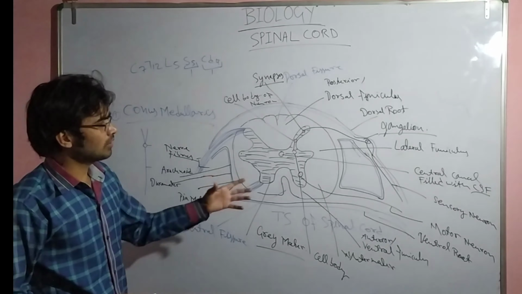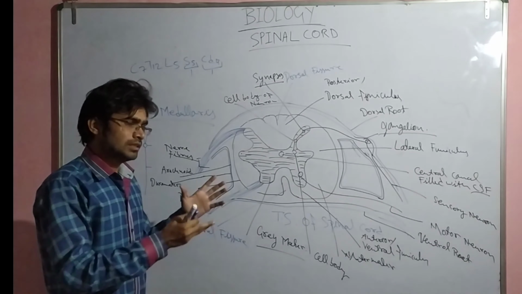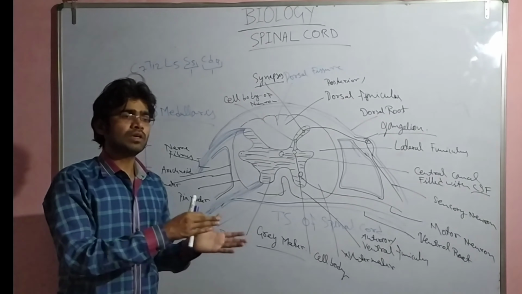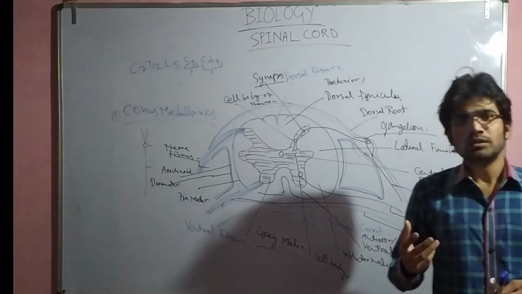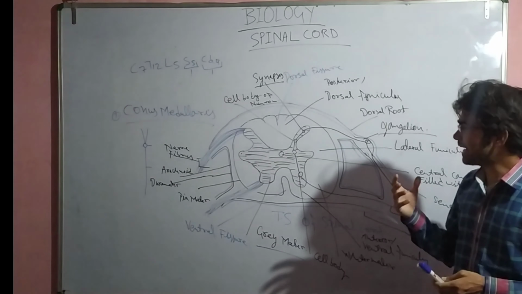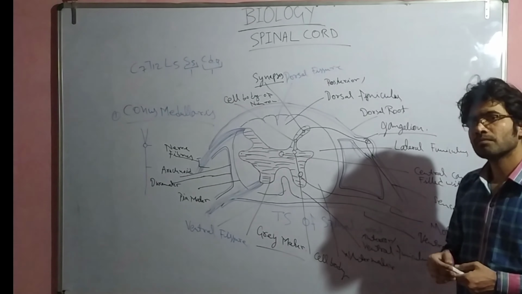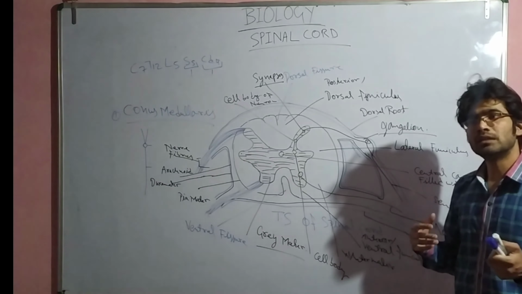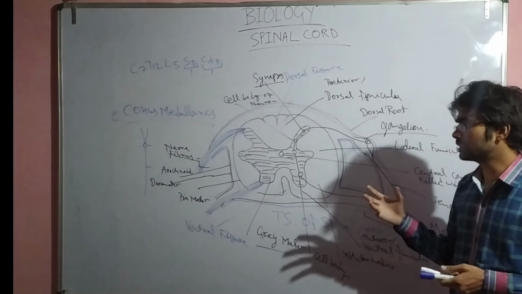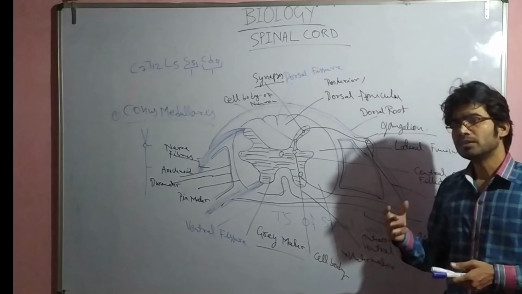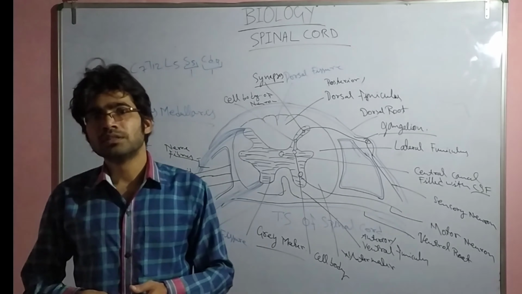Now the main function of the spinal cord is to send impulses to and from the brain in order to control reflex action. See, students, maximum reflex actions are controlled by the spinal cord. The brain also plays a crucial role in some reflex actions, but the majority of reflex action is controlled by the spinal cord. So that's why the spinal cord is known as the center of reflex action.